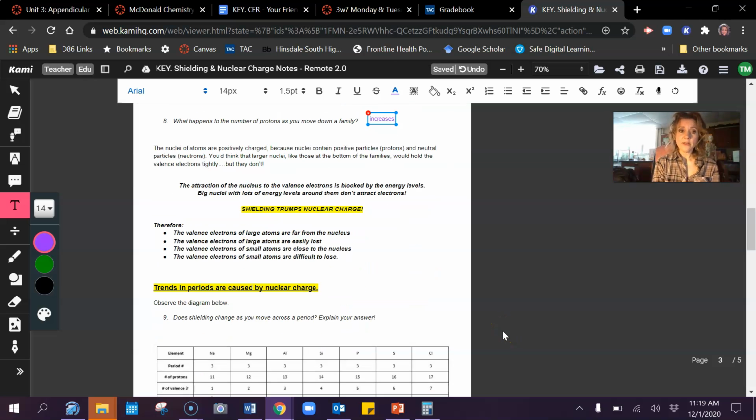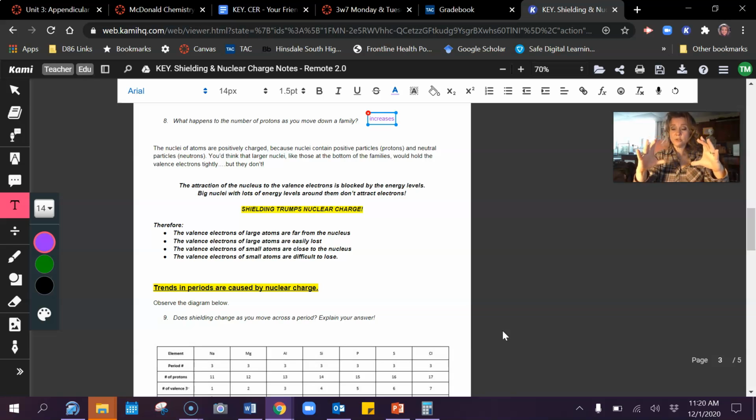So in our next paragraph, it says, the nuclei of atoms are positively charged because nuclei contain positive particles, the protons, and neutral particles, the neutrons. You'd think that larger nuclei, like those at the bottom of families, would hold valence electrons tightly, but they don't. And the reason why is because if you increase the number of protons in an atom, the number of electrons has to be equal to that number. So as protons go up, electrons go up, and so do the number of energy levels that are required to house those electrons.